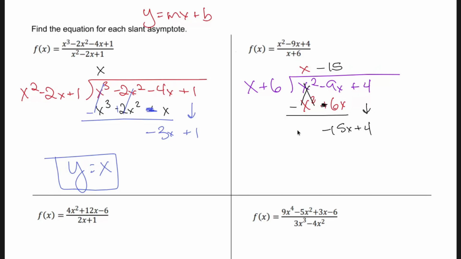Stop. Now the reason why we could stop is it doesn't matter from here on out. I now have something in the form y equals mx plus b, because if I were to keep going, the only purpose it's going to serve is to find a remainder, and I don't care about it. So x minus 15 means I'm going to have a slant asymptote of y equals x minus 15.